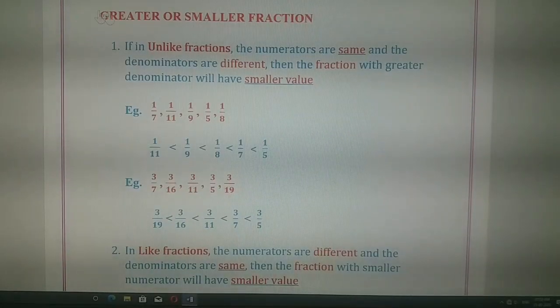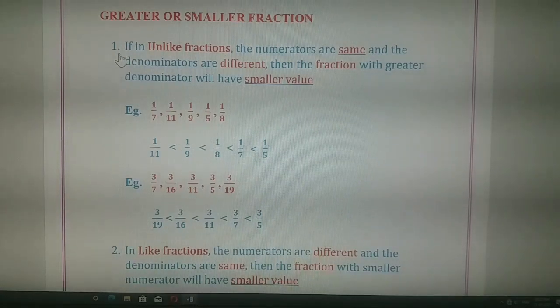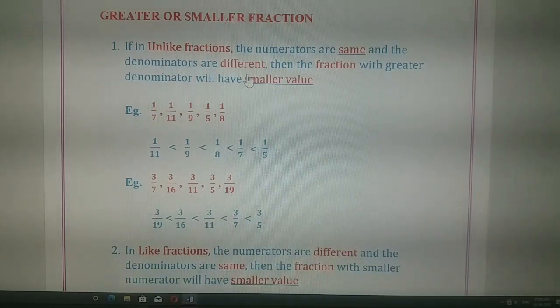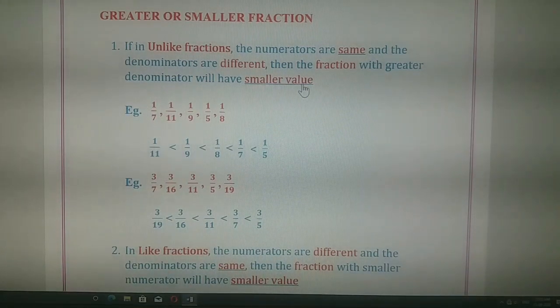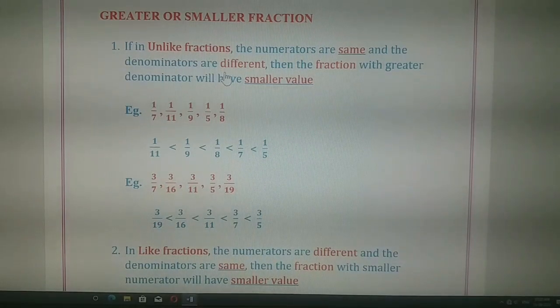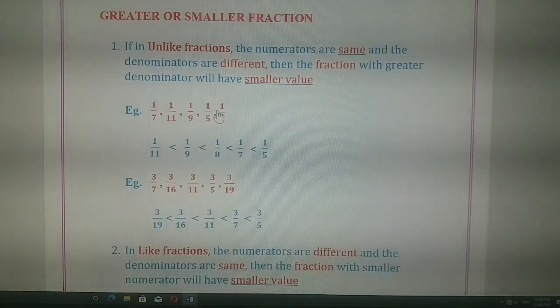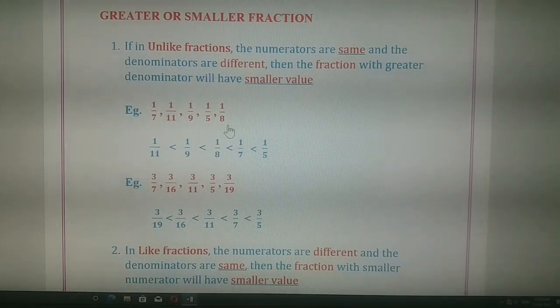The next topic, greater or smaller fraction. Number 1, if in unlike fractions the numerators are same and the denominators are different, then the fraction with greater denominator will have smaller value. Now we know in unlike fractions the denominators are different. But what if their numerators are same? Numerators are same and denominators are different, that means they are unlike fractions.